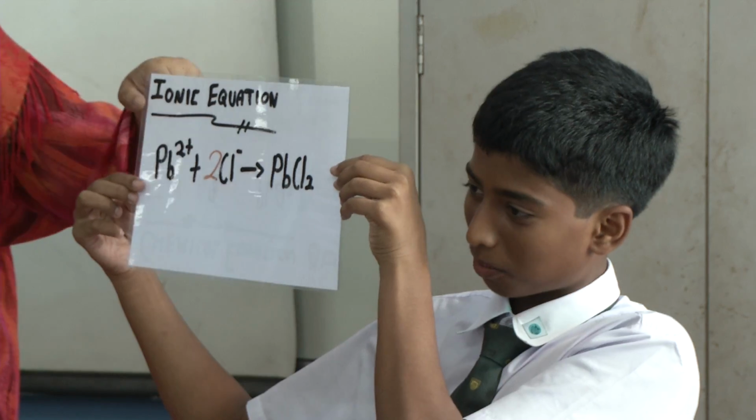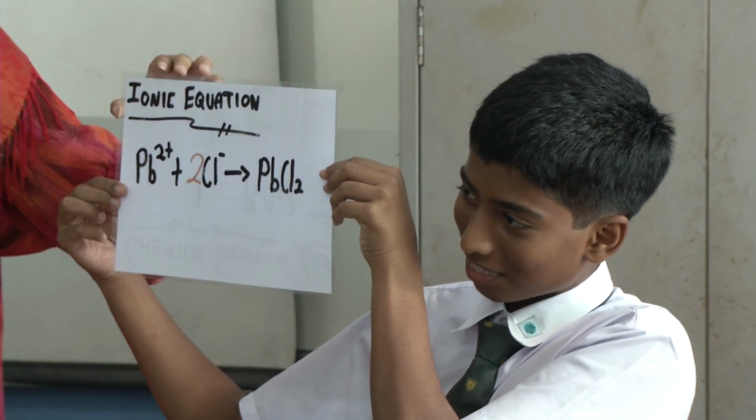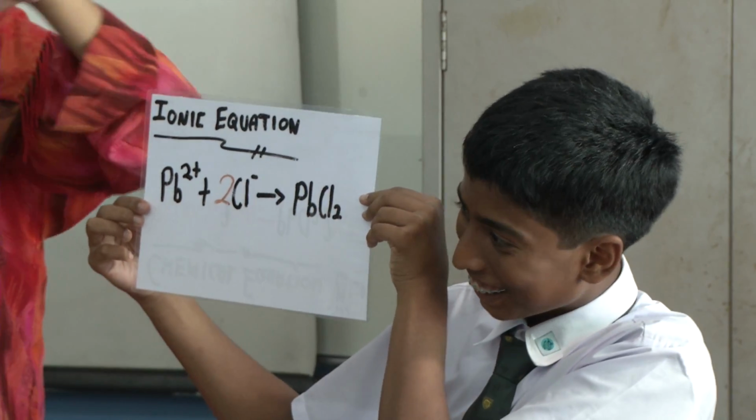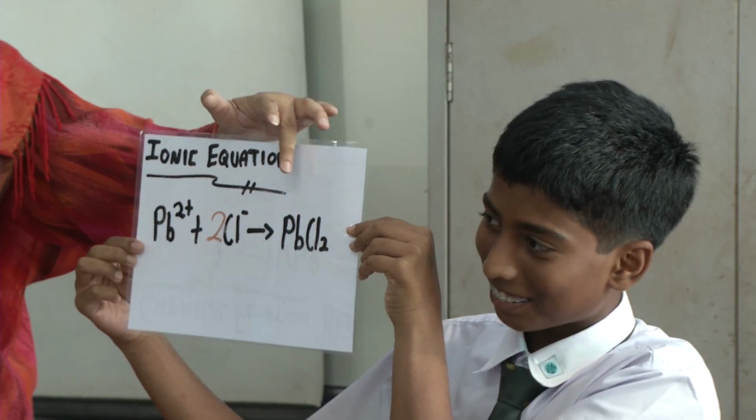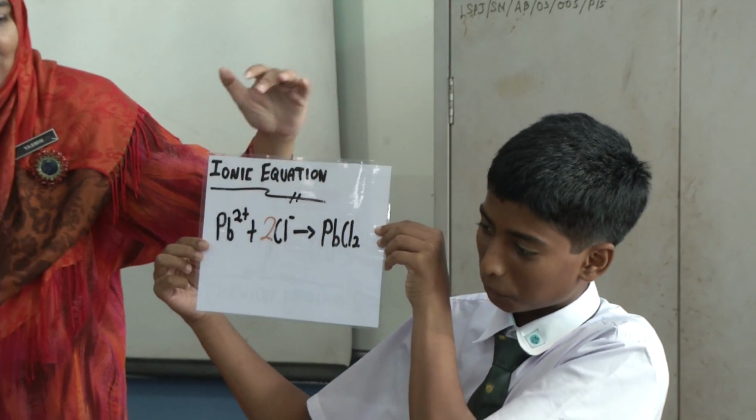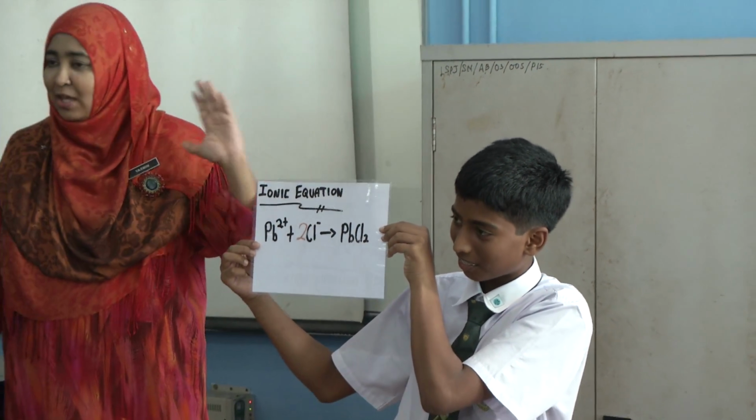Then, ionic equation. Not bad, huh? He has this flip system. Ionic equation: Pb2+ plus 2Cl- arrow PbCl2. So this is also correct. Thank you. Alright, we've come to the last part for today.